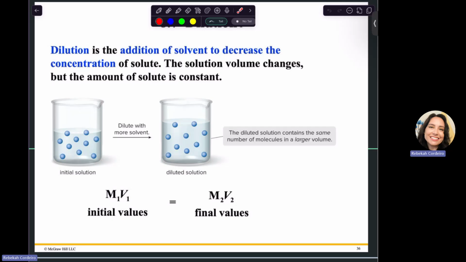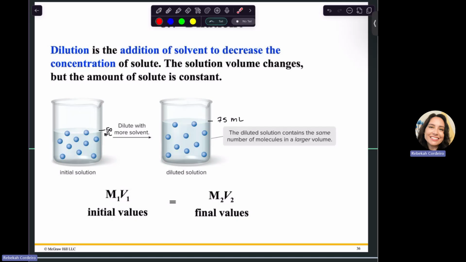The ones are your initial values. This is usually going to be your stock solution, so whatever is the more concentrated one. The final values are going to be your less concentrated one, so it will have a larger volume. So the V2 is usually higher than the V1. So for example, let's say this was 50 milliliters and then this was 75 milliliters.